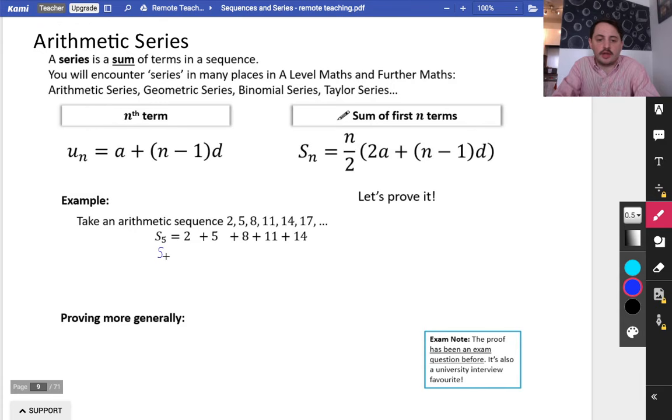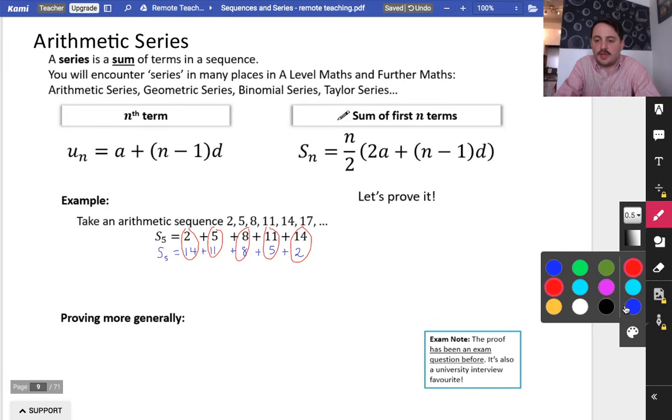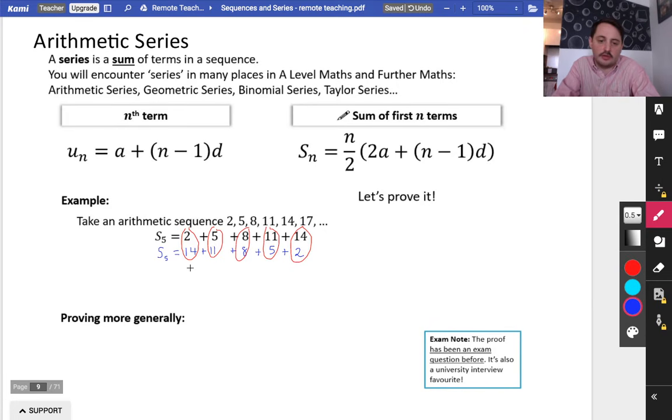So I'm going to do this trick where underneath I'm going to write the same series again, but I'm just going to write it in reverse order. So I have 14 plus 11 plus 8 plus 5 plus 2. And what you should notice when we write it in this reverse order is that we have this pair, this pair, this pair, this pair, and this pair. And all of those pairs seem to add up to the same thing, which is the trick that we use.